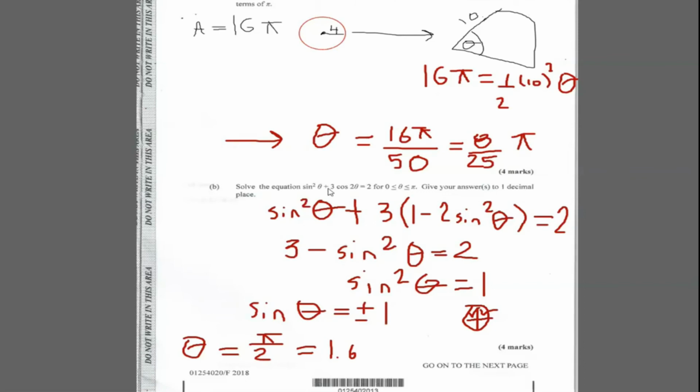So checking it, sine square theta, which is 1, plus 3 times the cos of 180. Nice and easy. So that's what we get. Theta is pi by 2.